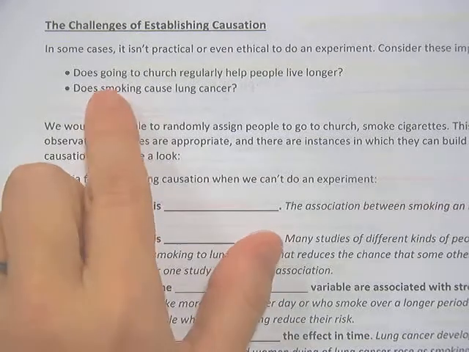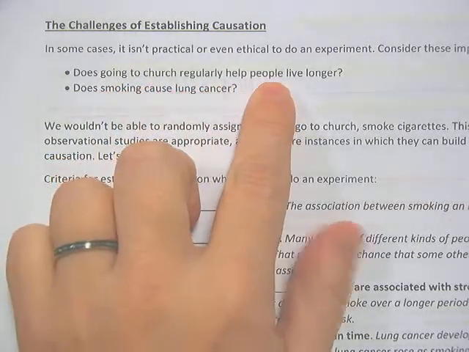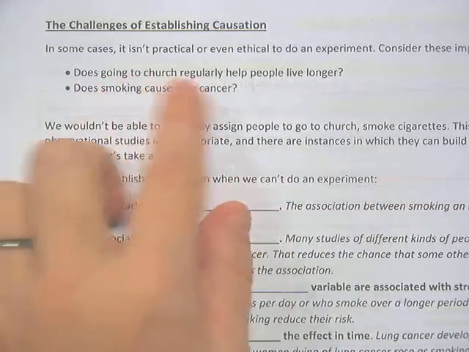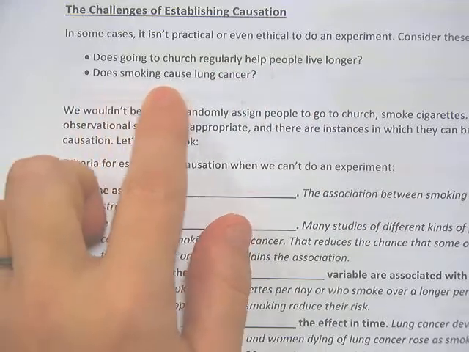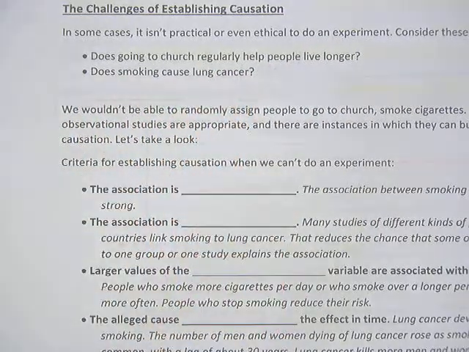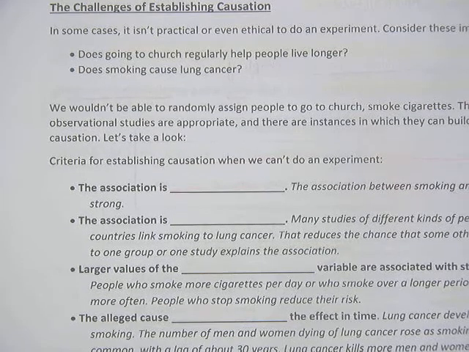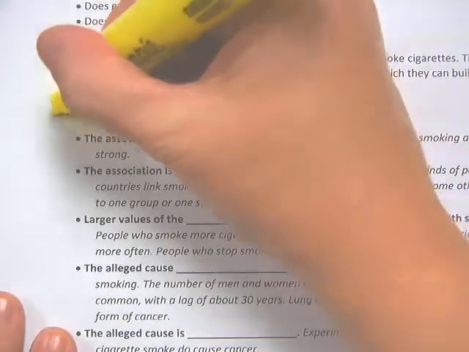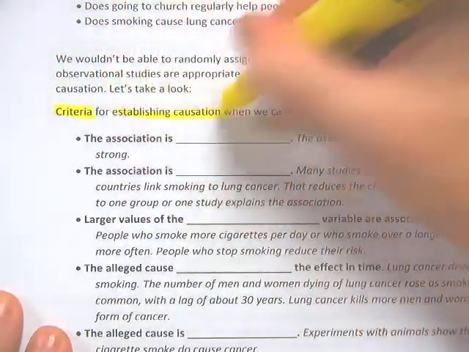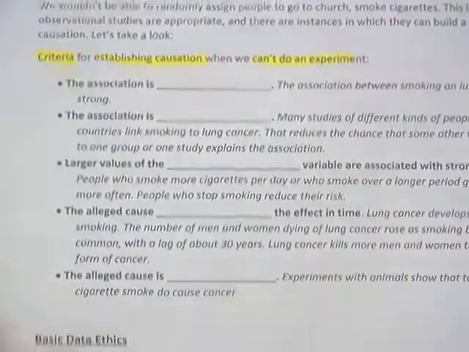Like if I wanted to see, does going to church regularly help people live longer, or does smoking cause lung cancer? I can't take some volunteers and make them smoke cigarettes to see if it causes them to get cancer. That's not ethical. I can't perform an experiment. I would just have to observe what's going on and maybe draw some conclusions from that. Now there are some specific things or criteria for establishing causation when you can't do an experiment.